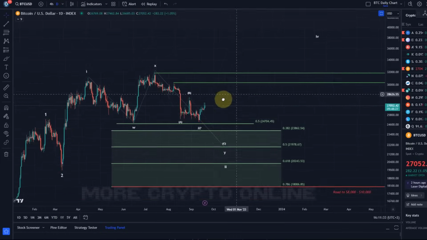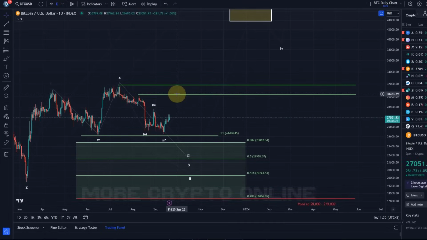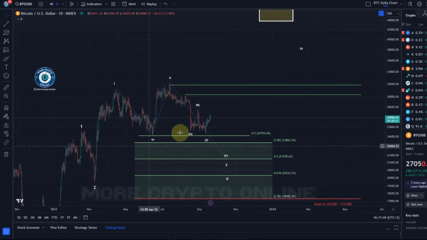Breakout points, significant breakout points are here on the daily chart: $30,300 and $31,800 basically, which is the July high.